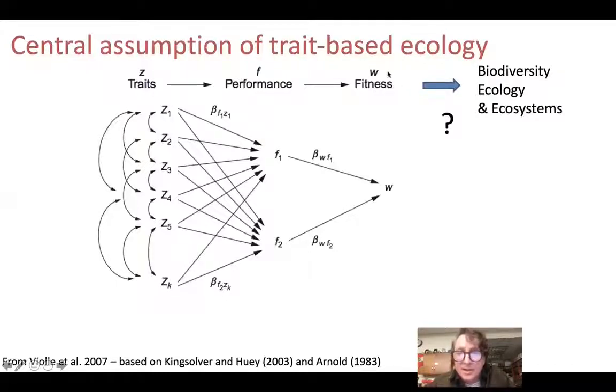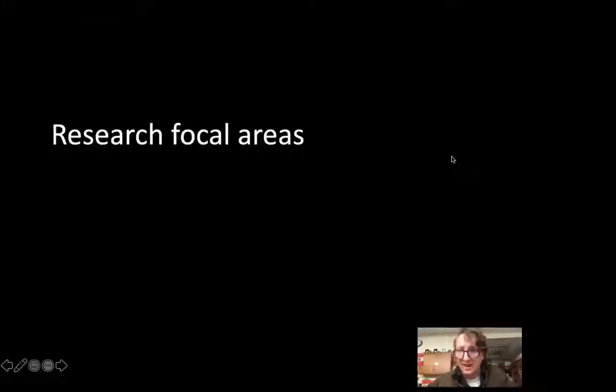Now, within ecology, these linkages are within an individual and then ultimately a population. But then in ecology, we want to make the linkage between traits and biodiversity, ecology, and ecosystems. And how we make this additional linkage is actually up for debate, and we're struggling to do that right now. So a lot of questions in trait-based ecology is how do we make this last linkage?